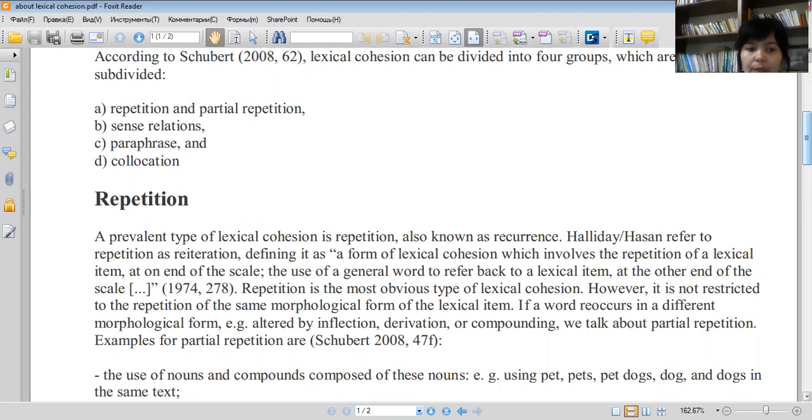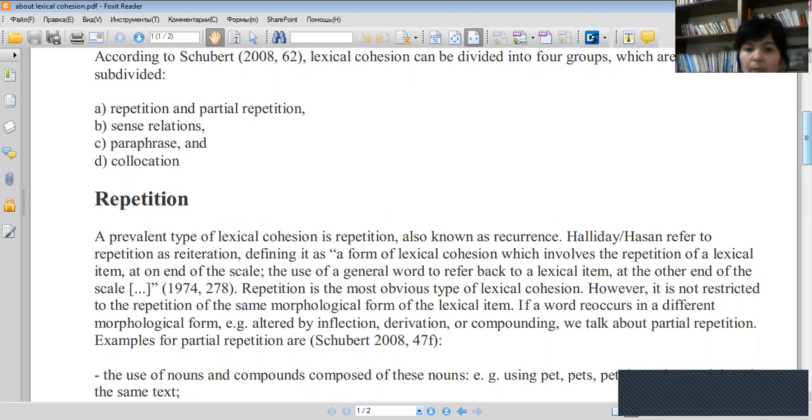Halliday has referred to repetition as reiteration, defining it as a form of lexical cohesion which involves the repetition of a lexical item, or the use of a general word to refer back to a lexical item at the end of the scale. Repetition is the most abused type of lexical cohesion. However, it is not restricted to the repetition of the same morphological form of the lexical item.